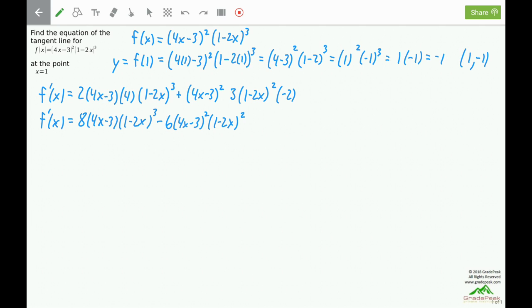This can factor, but there's no need to factor. We might as well just plug in the 1. We really just need the value. The slope will be found by plugging in the x coordinate to the derivative. So this will be 8 times (4 times 1 minus 3) times (1 minus 2 times 1), quantity cubed, minus 6 times (4 times 1 minus 3) squared, and then (1 minus 2 times 1) squared.